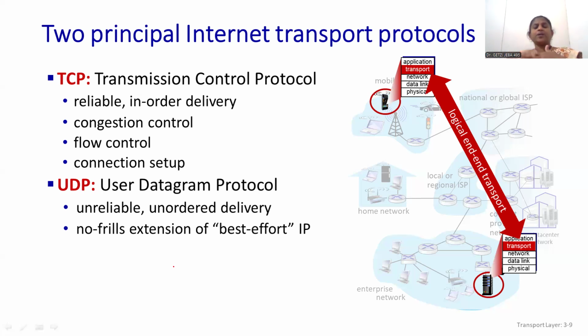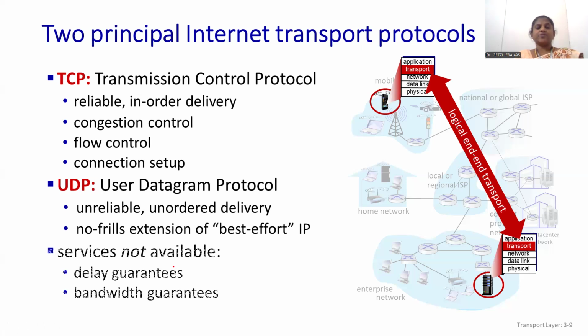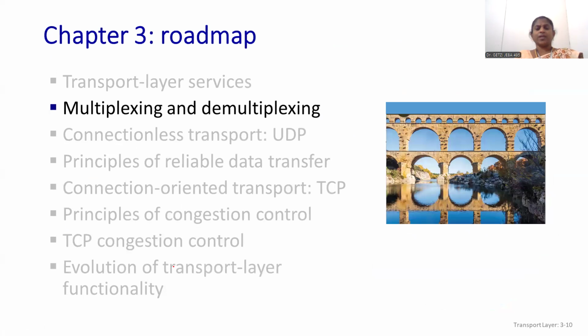But the user datagram protocol is different. It does not have all these processes like reliable data transfer, congestion control, flow control, and connection setup, but it makes sure that your packet is delivered on a best-effort basis. That's the difference between TCP and UDP. It does not give bandwidth guarantees or delay guarantees, and these services are not ensured by the transport layer. Now moving on to the next concept, multiplexing and demultiplexing.